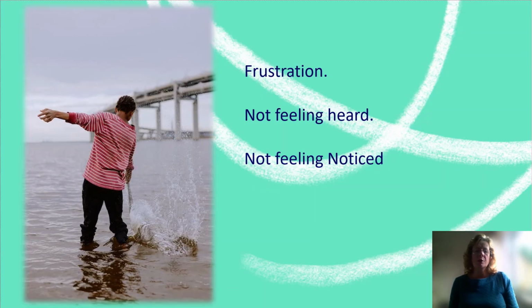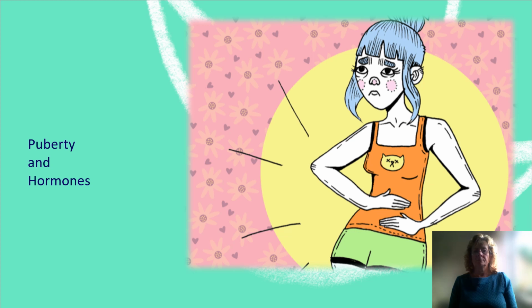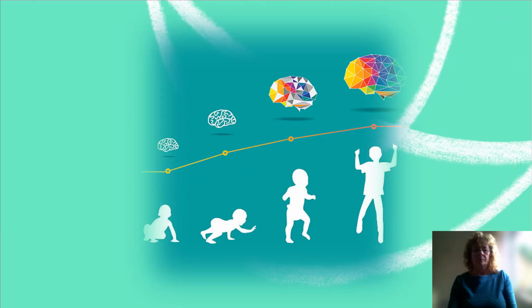So, taking a moment to look at what may possibly be behind the aggressive behaviours. It could be frustration, it could be not feeling heard, not feeling noticed. And I think it's important to remember at this moment that it's how the child perceives things to be going on. It's their perception of their world. We cannot forget nor ignore hormones. They will play a major part in how children are developing and growing and how they're perceiving their world.